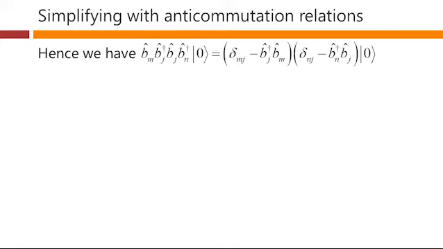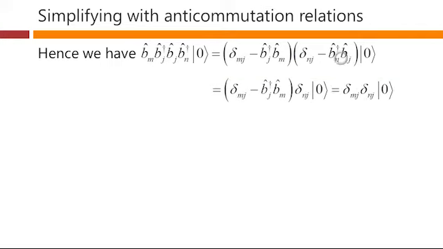Hence, let's do this. So first of all, here's a pair, annihilation, creation. So we use the anti-commutation relation to flip them around here with the Kronecker delta. So bj bn dagger is equal to delta nj minus bn dagger bj. And similarly for this pair, bm bj dagger turns into delta mj minus bj dagger bm. We've used the anti-commutation relation with each of these pairs to push the annihilation operators to the right.